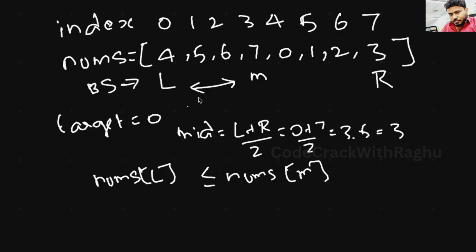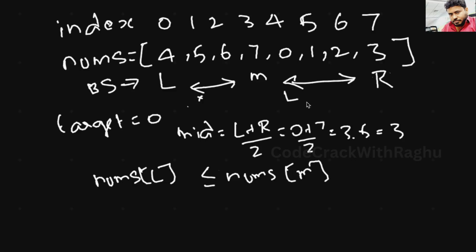If the target does not exist here, then we can find it from m to r. Again from m to r, if it is not found here, we need to move the left pointer, so l is equal to m plus 1.